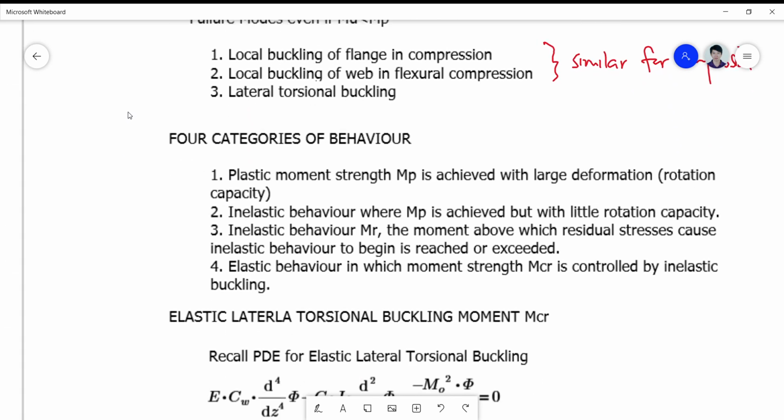So there are four categories of behavior. First one is that the plastic moment strength Mp is achieved with large deformation or rotation. The second one is the inelastic behavior where Mp is achieved but with little rotation capacity. The third one is the inelastic behavior where MR, the moment above which the residual stresses cause inelastic behavior to begin, is reached or exceeded. And the last one is the elastic behavior in which the moment strength MCR is controlled by elastic buckling.